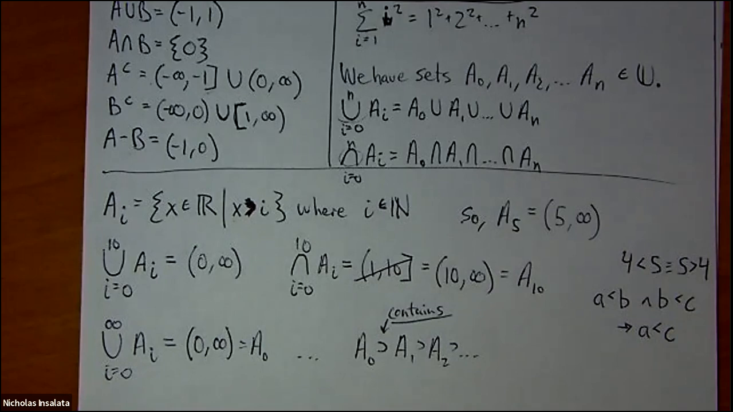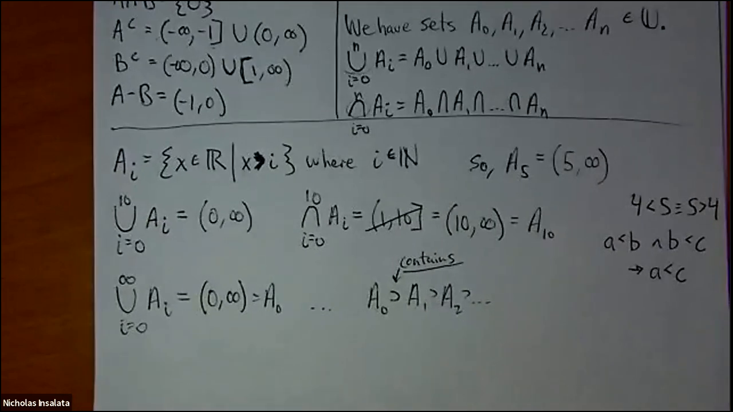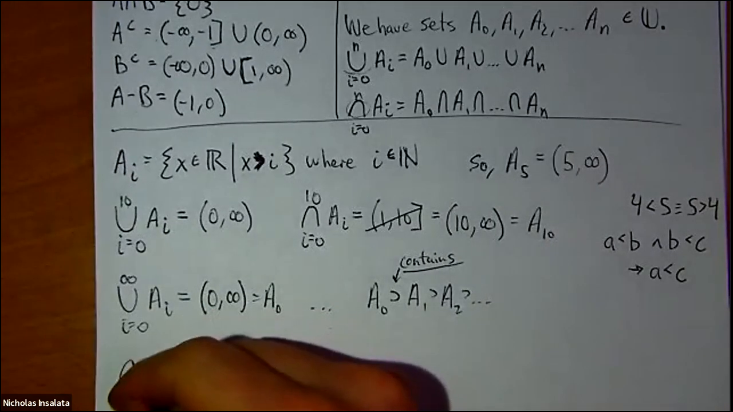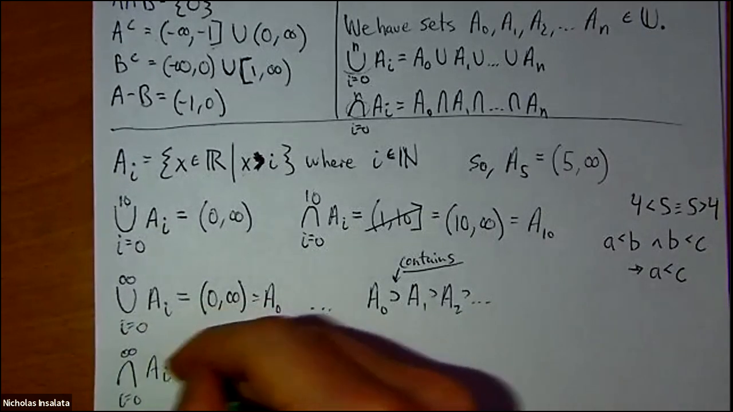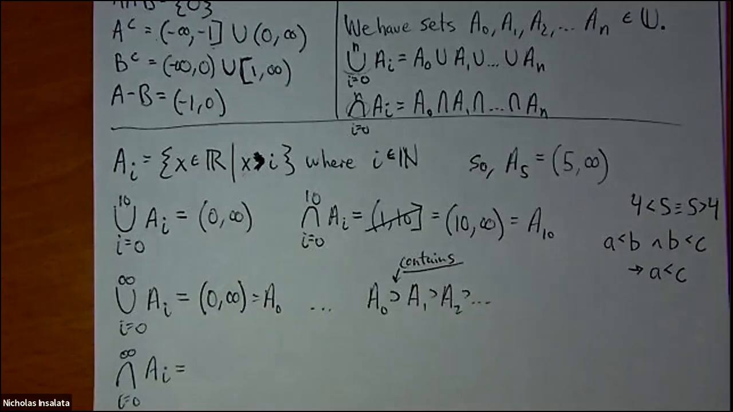So what if I did it the other way, right? What if I instead considered the intersection from i equals 0 to infinity of A sub i's? Now, instead of being in any of them, A0 or A1 or A2, now you have to be in all of them. So what would this be equal to?